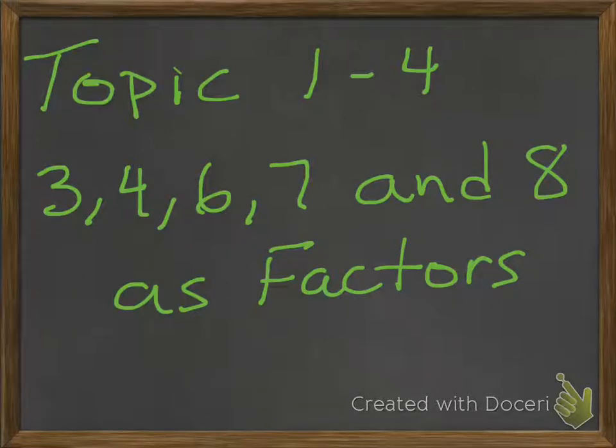Topic 1, Lesson 4: 3, 4, 6, 7, and 8 as factors. Now, you've already learned multiplication facts with 0, 1, 2, 5, and 9. And in this lesson, we're looking at the factors just mentioned: 3, 4, 6, 7, and 8.